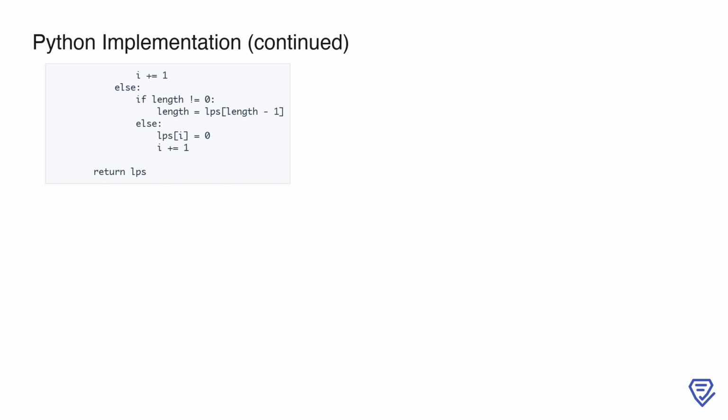If there's no match, and the length is not 0, we backtrack using the previously calculated LPS values to find a smaller prefix that might match. If no suitable prefix is found, we set the current LPS value to 0 and move to the next character. This process continues until the entire pattern is processed, and the completed LPS array is returned. The LPS table plays a critical role in determining the longest palindromic prefix efficiently.